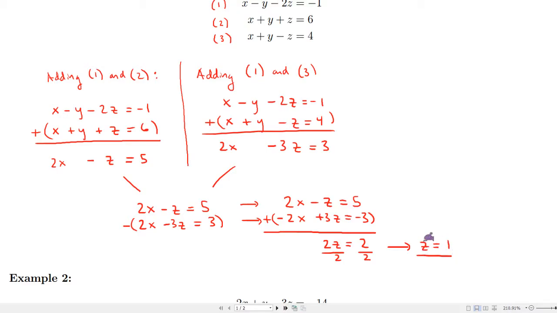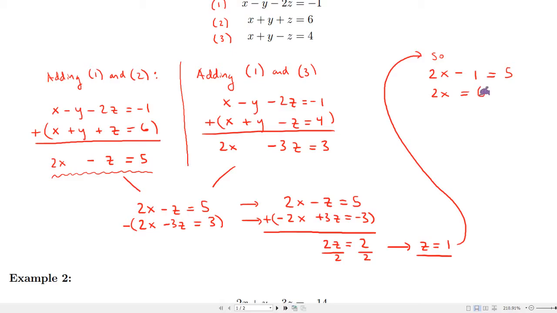Backtracking, we can figure out what x is. We could plug this z into one of these equations. So let's do that. 2x minus z is 1 is equal to 5. Substituting into this equation over here, 2x minus z, so minus 1 is equal to 5. Now we can figure out what x is. So 2x, if we add this 1 over here, we'll have 6. Divide both sides by the 2. X is equal to 3.